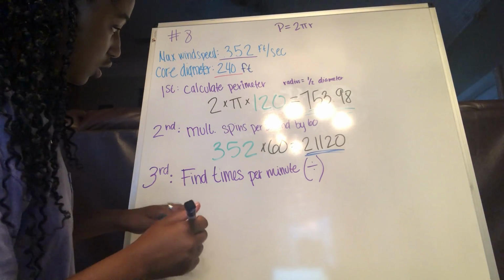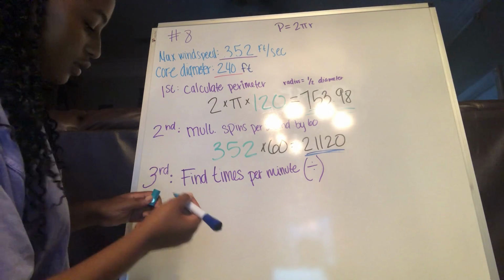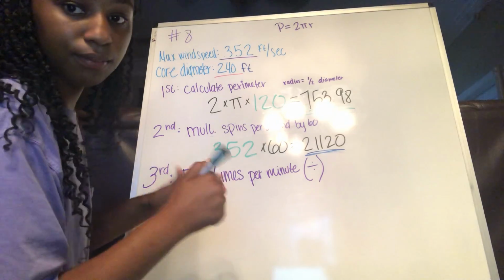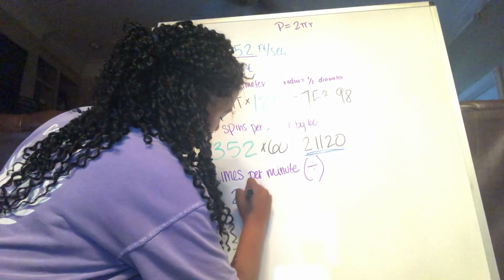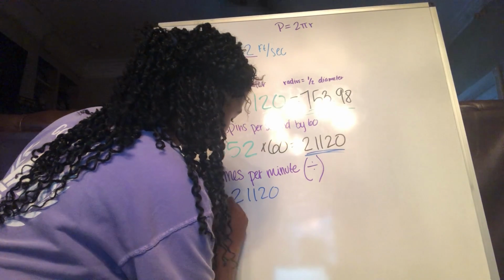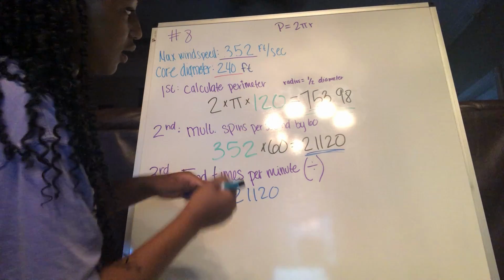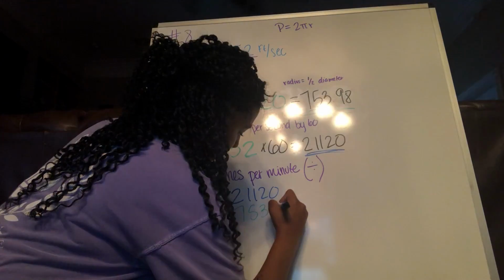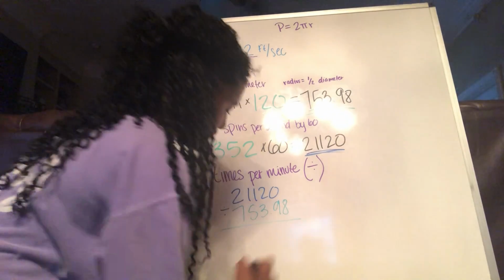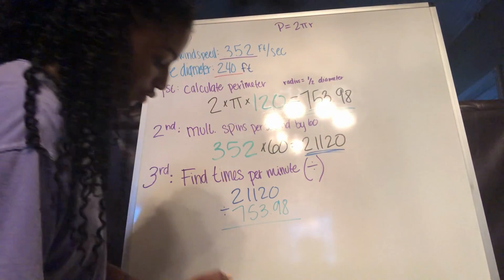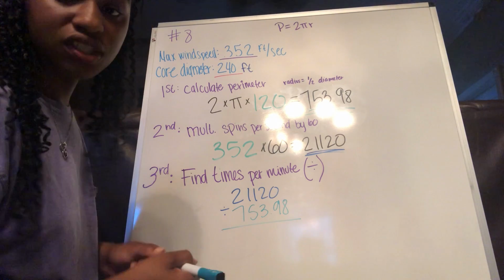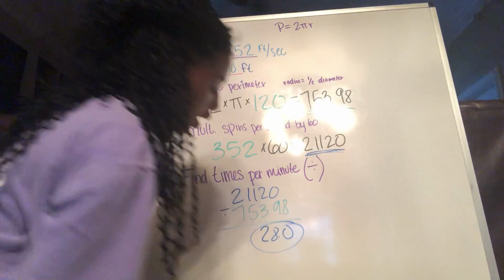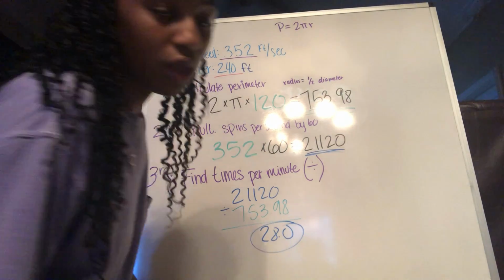But when you divide, you're gonna divide the number of spins that we found. So let's see, I did that in blue, so I'm gonna do it in blue here. I'm gonna take 211.20, and you're gonna divide that by the 753.98. And for my answer for that, of course, with rounding to the first decimal place, I got 28.0, and that is my final answer.